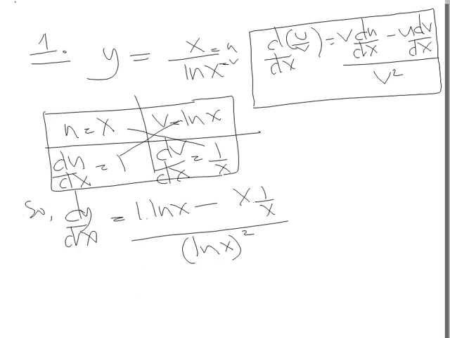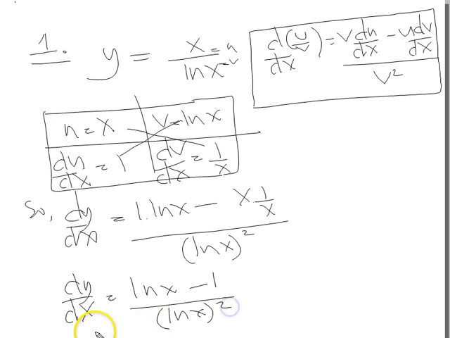Okay, so there's the solution. We can tidy it up now, can't we? That's the differentiation, so let's tidy it up then. dy dx equals ln x. The x's cancel top and bottom, and the 1 remains, over ln x bracket squared. That's fine. That'll be fine for the answer.